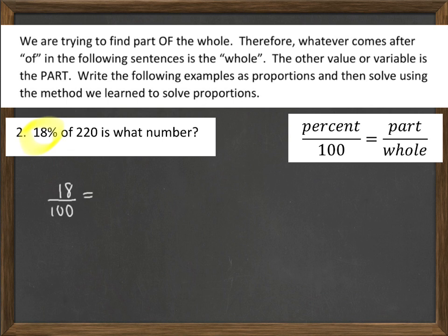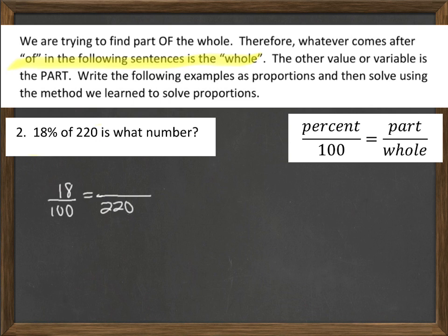Now we have this other piece of information, which is 220. So the big million-dollar question here is, does 220 go upstairs or does 220 go downstairs? Is it the part or is it the whole? Again, the key is that whatever comes after the word of is the whole. If I go back and reread this, it says of 220. So 220 is the whole, and therefore 220 goes into the denominator.